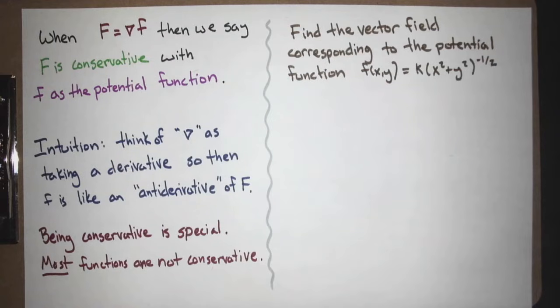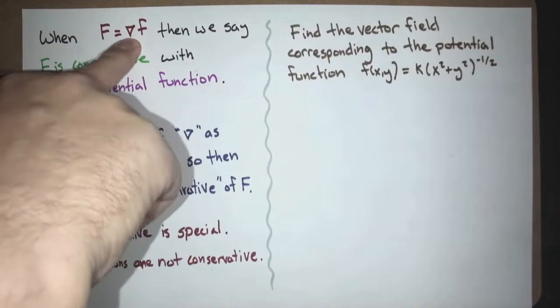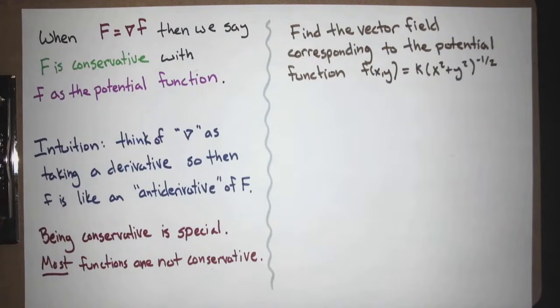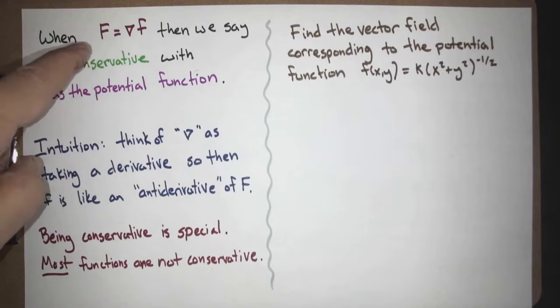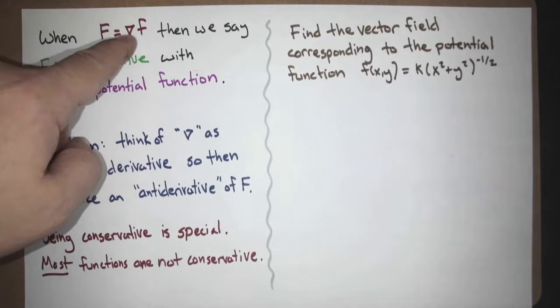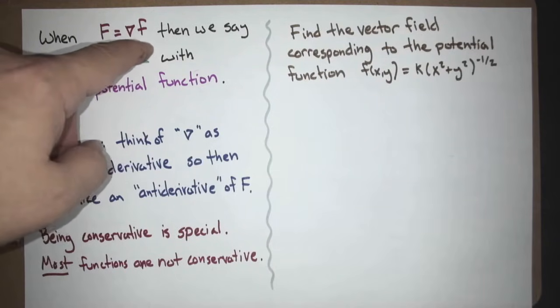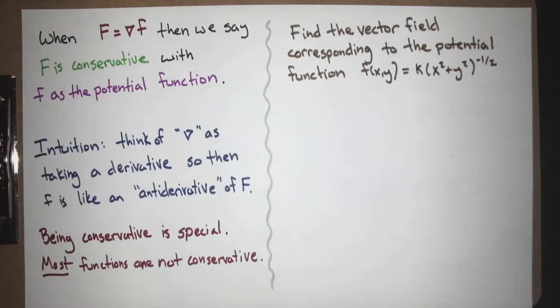Now, how do we think of this, our intuition? Our intuition in this part of the course is that what you see here, which is usually called del, in some places it's called nabla, and we're thinking of that as taking derivatives. We're going to talk a lot more about that in just a few minutes. So I say, capital F is the derivative of little f. So in some sense, little f is like the antiderivative. So being conservative is special. Most functions are not conservative.